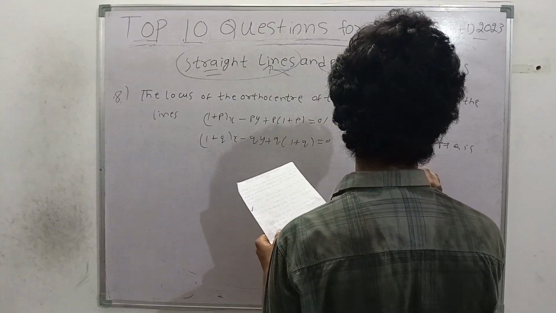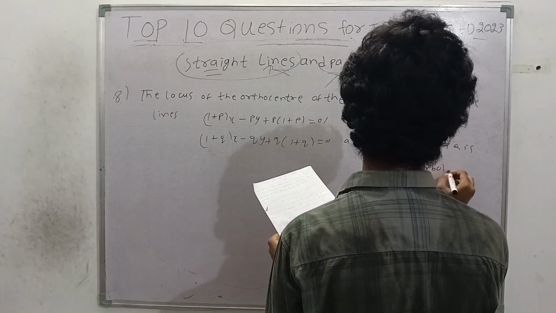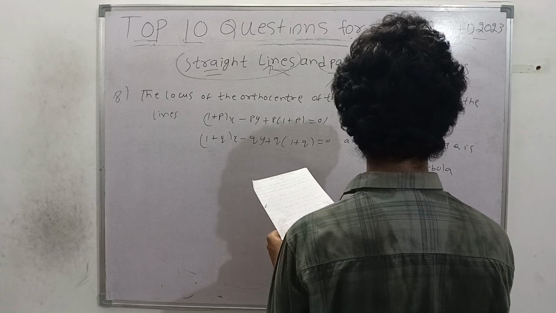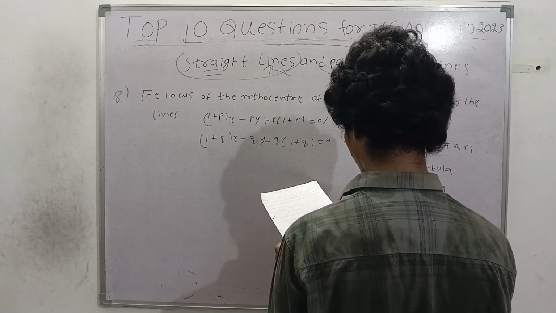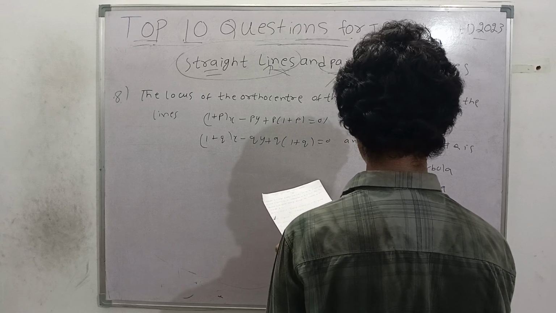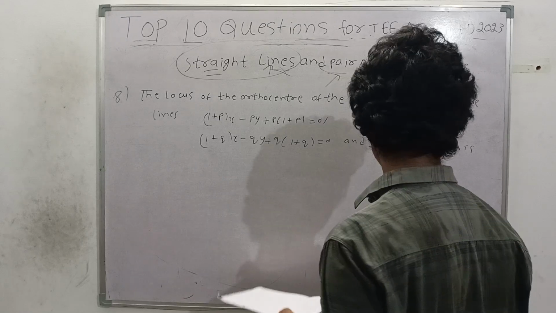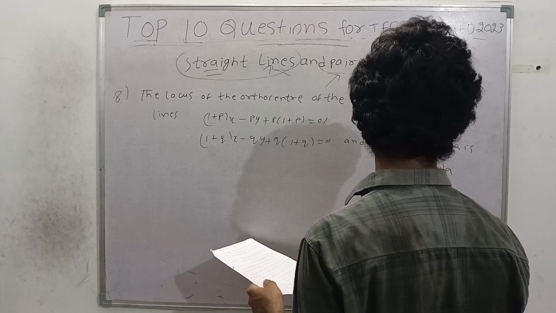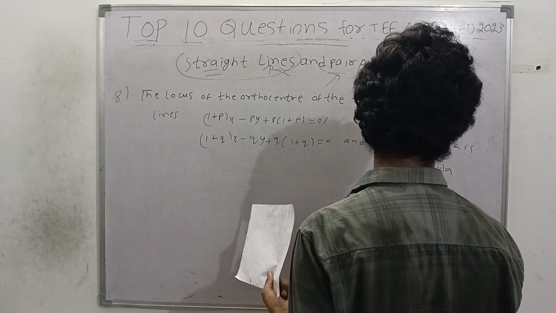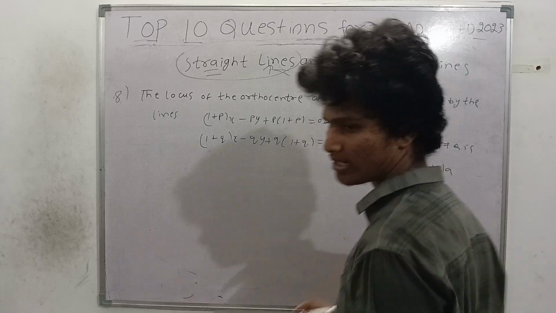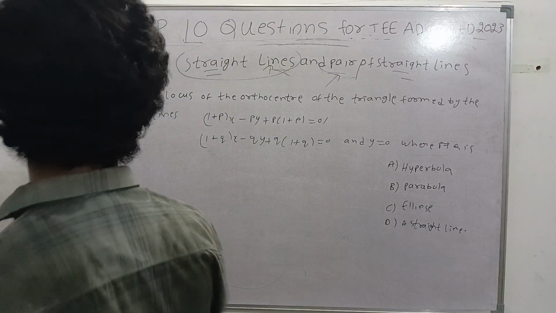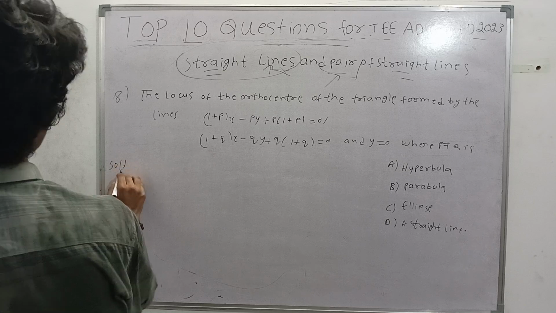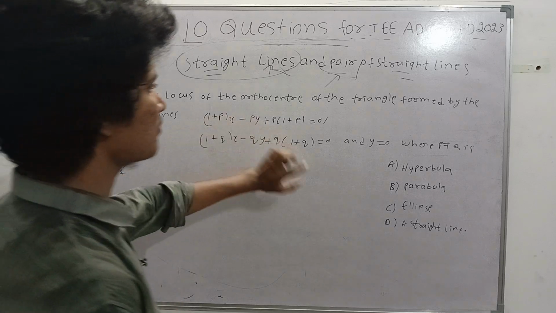So what are the options? A is hyperbola, B is parabola, C is ellipse, D is a straight line. That's it. Now we are going to solve this question. What are they saying? They are asking the locus of the orthocenter of the triangle formed.